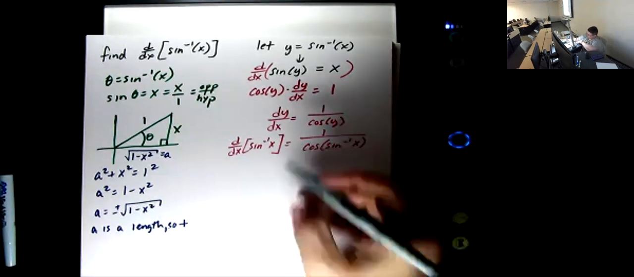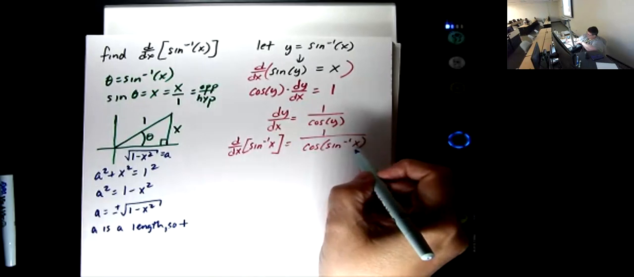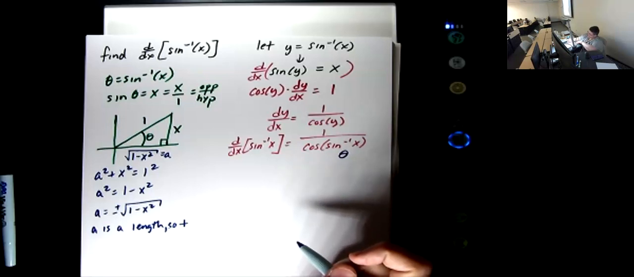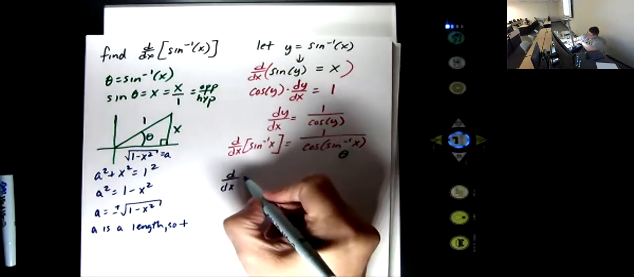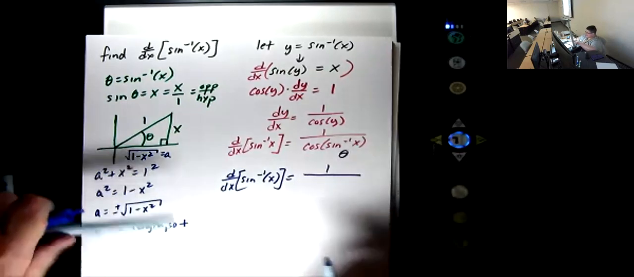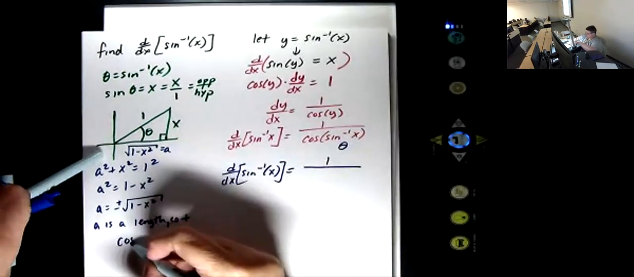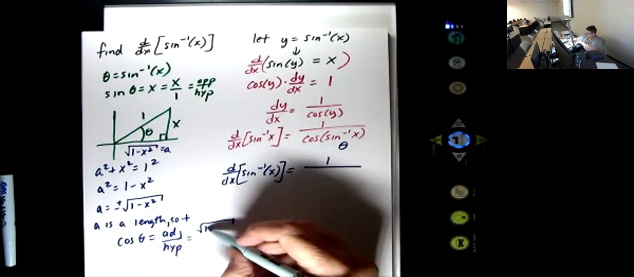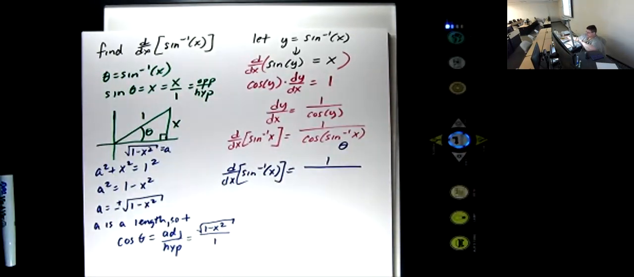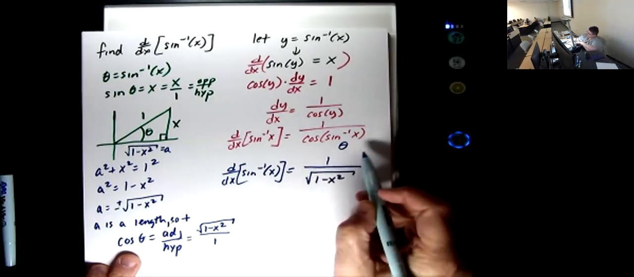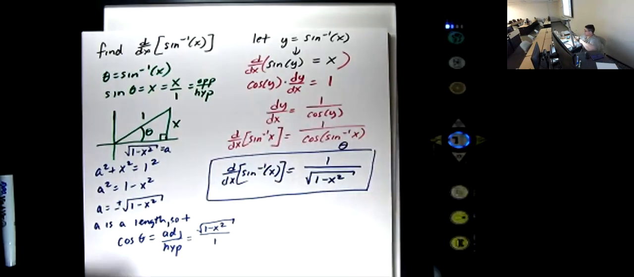So if I want cosine theta here, because I said theta equals sine inverse x, I'm doing cosine theta for d/dx of sine inverse of x. Cosine of theta is adjacent over hypotenuse, which is the square root of 1 minus x squared over 1 from our picture. So cosine theta, which goes on the bottom, is the square root of 1 minus x squared. That is the derivative of sine inverse of x.